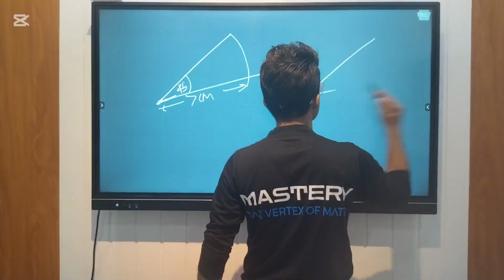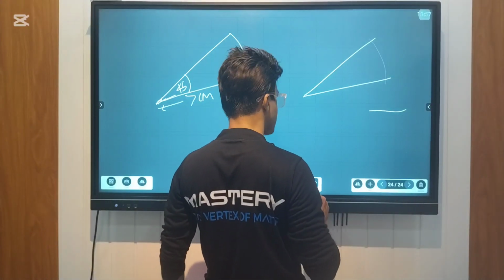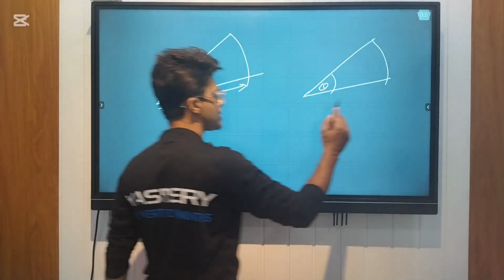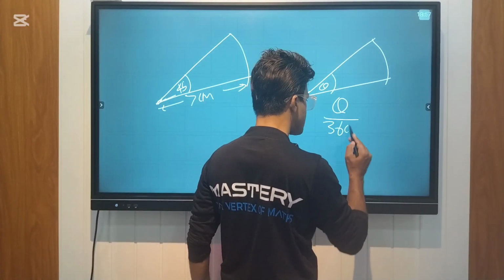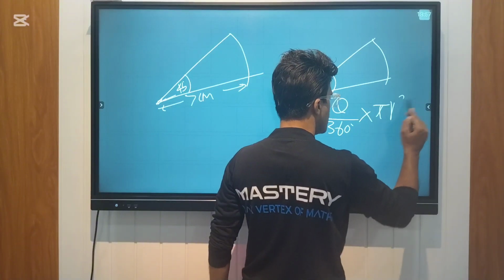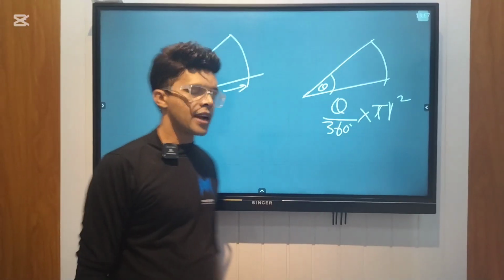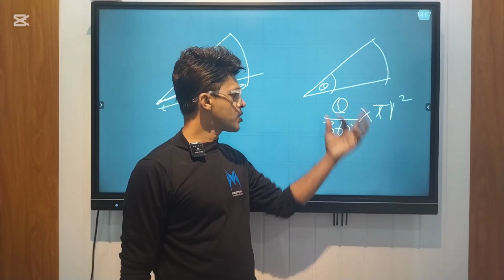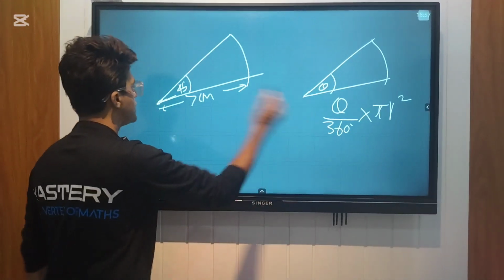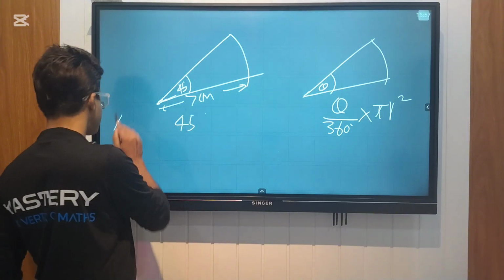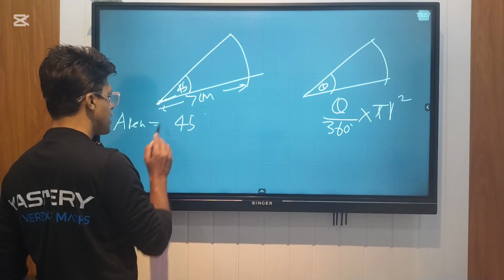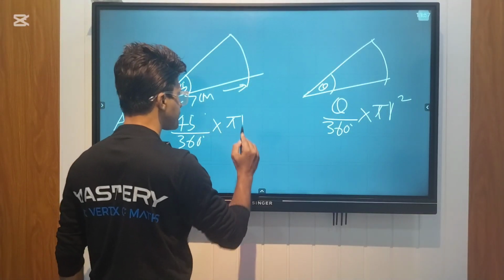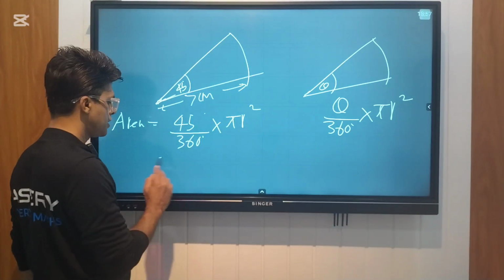Generally, the area of a sector can be taken like this: if this angle is 30, then the area is generally 30 over 360 degrees times πr². You know that the area of a circle is πr². Here we are getting the fraction of this sector. So here theta is 45. Area equals 45 over 360 degrees times πr². This needs to be written first.